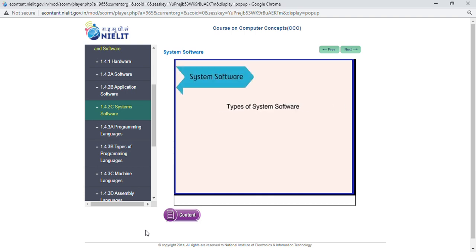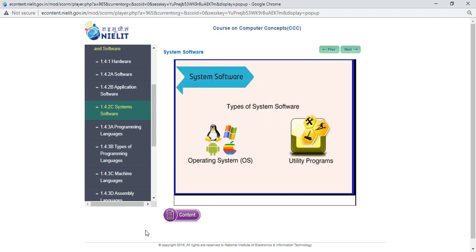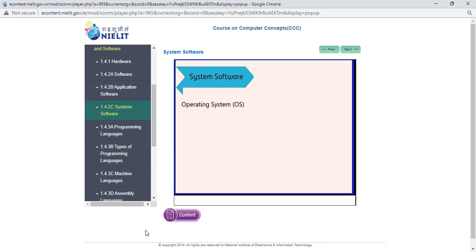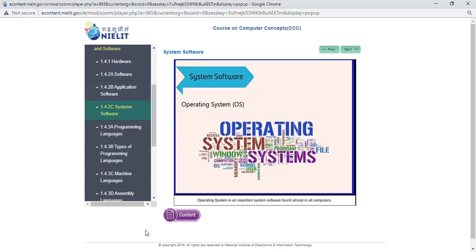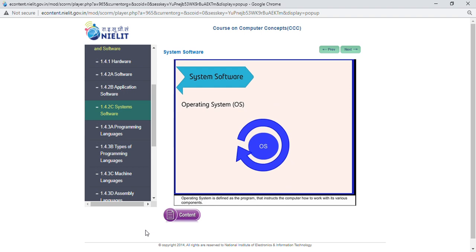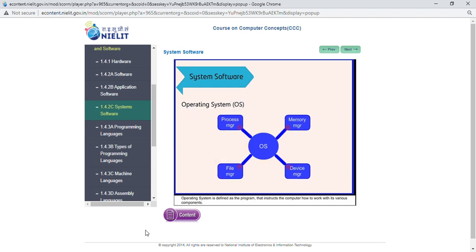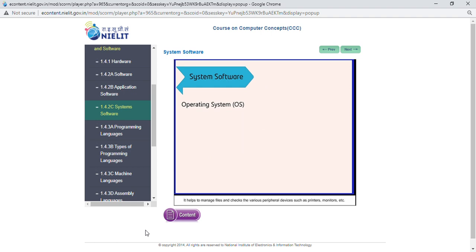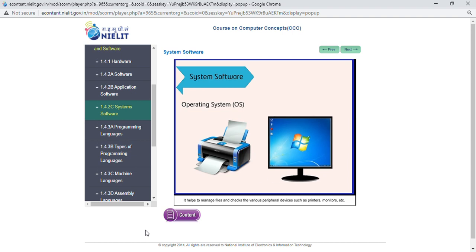Types of system software. Operating system (OS). Utility programs. Operating system (OS). Operating system is an important system software found almost in all computers. Operating system is defined as the program that instructs the computer how to work with its various components. It helps to manage files and checks the various peripheral devices such as printers, monitors, etc.